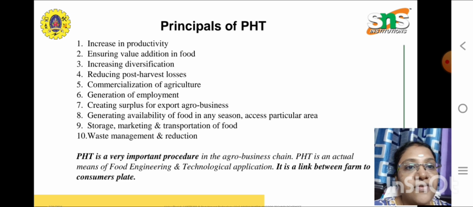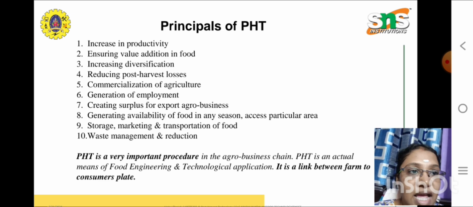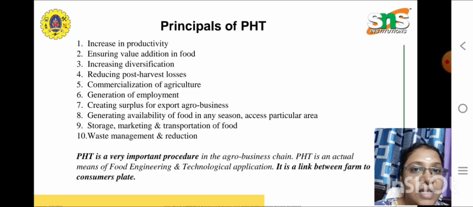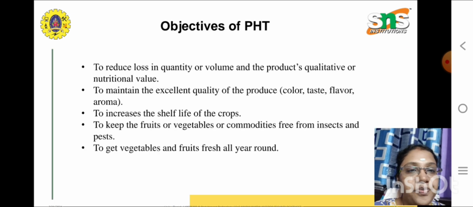So it is a very important procedure in the agro business chain, and it is actually the means of food engineering and technological applications where they act as a link between the farm to the consumer's plate. So these are the 5 basic objectives of the post harvest technology.